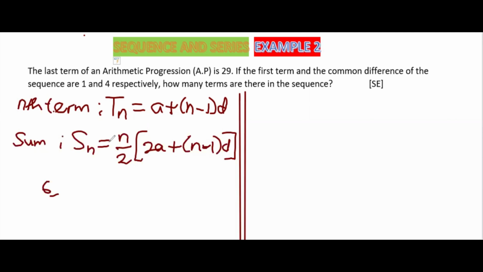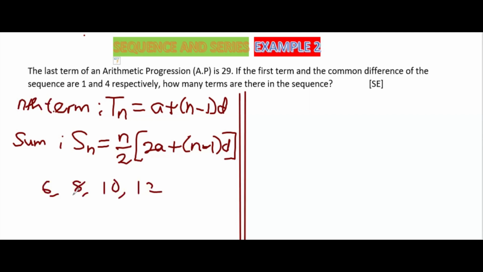Like the one we wrote before, if you have 6, 8, 10, 12, and I ask you to find the sum of the first 4 terms of this sequence, the first plus second plus third plus fourth. Instead of adding them, another way is to use this formula. How many terms do we have here? 4 numbers. n will be 4. Then a will be the first value, which is 6.